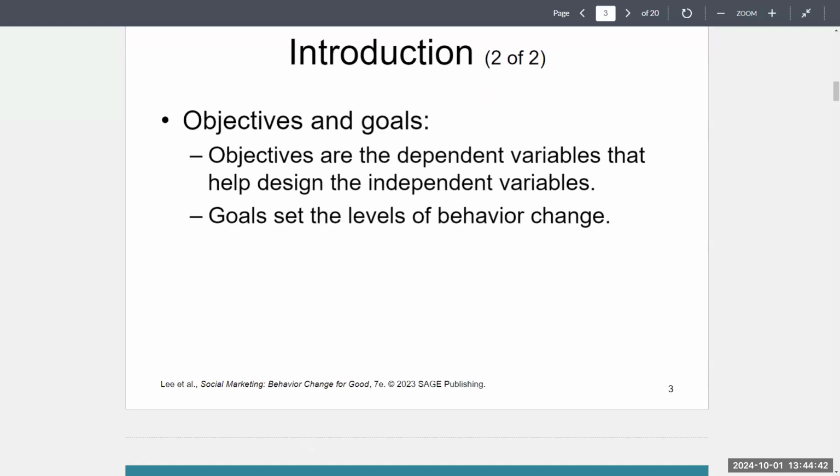All right. Let's talk a little bit more about behaviors and goals. Here, really, we want to have the behavioral objective again and focus on a specific behavior that you're trying to change. That's very, very important.